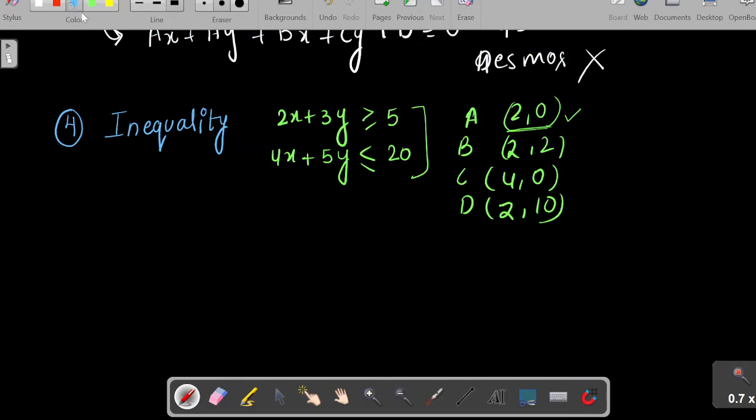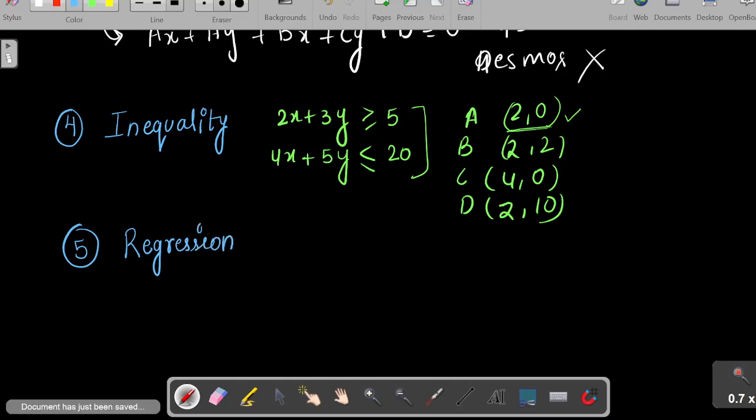Now, what could be the fifth one? The fifth one will be regression. What is regression? Many of my students take too much time to understand regression, but once you understand it, you can do 90% of the question paper easily, because regression questions are the ones where you get stuck in your SAT. And trust me, they are super easy. You need practice, that's it.